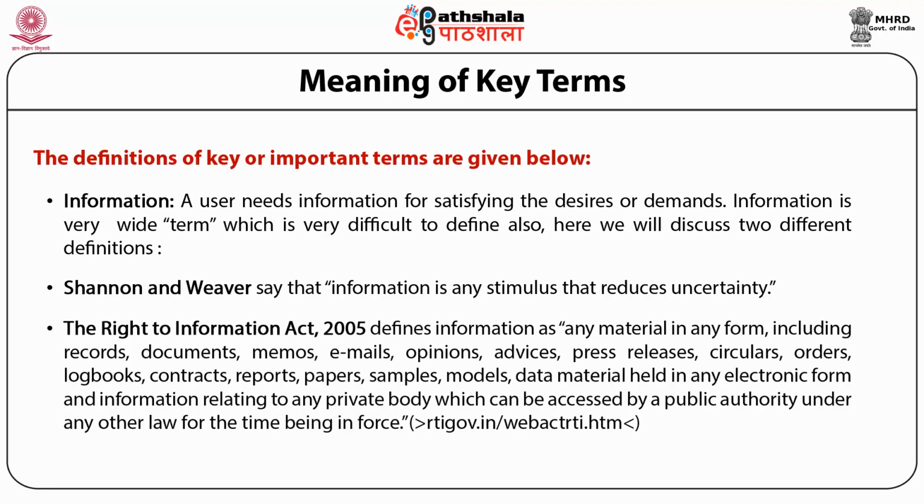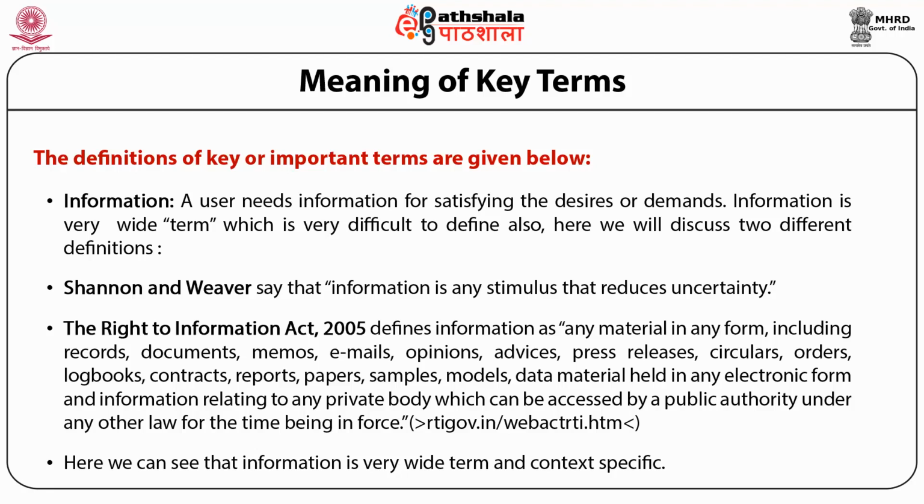The Right to Information Act 2005 defines information as any material in any form, including records, documents, memos, emails, opinions, advices, press releases, circulars, orders, logbooks, contracts, reports, papers, samples, models, data material held in any electronic form, and information relating to any private body which can be accessed by a public authority under any other law for the time being in force. Here we can see that information is a very wide term and context specific also.